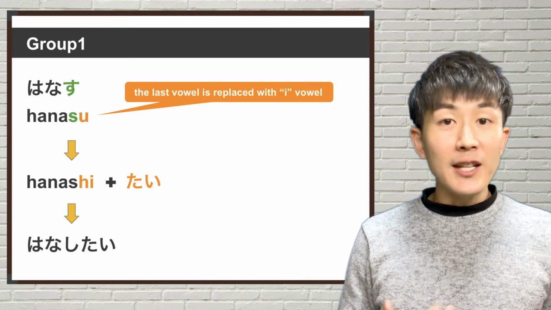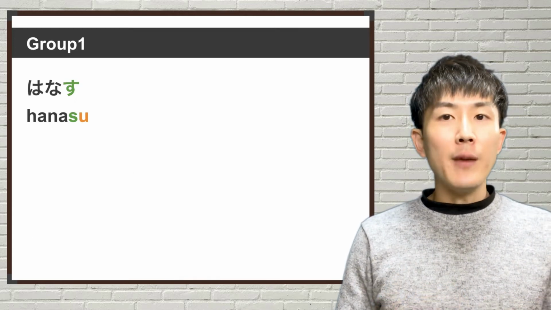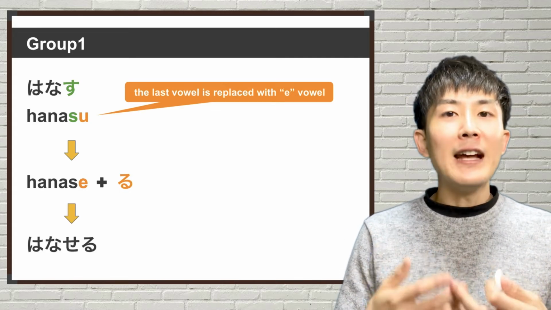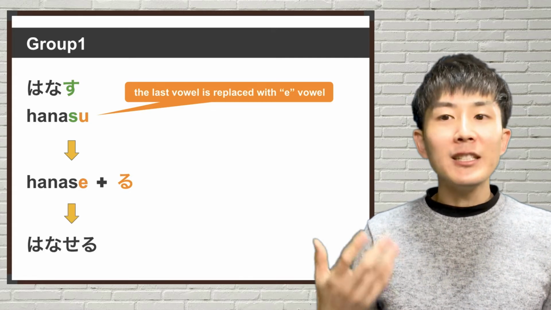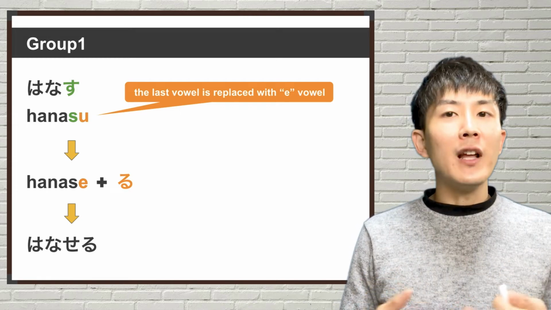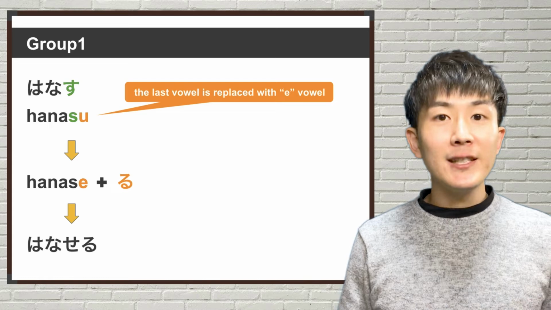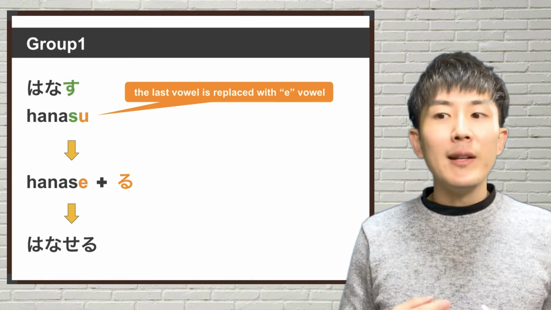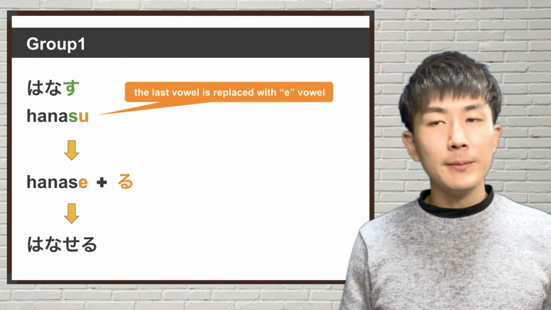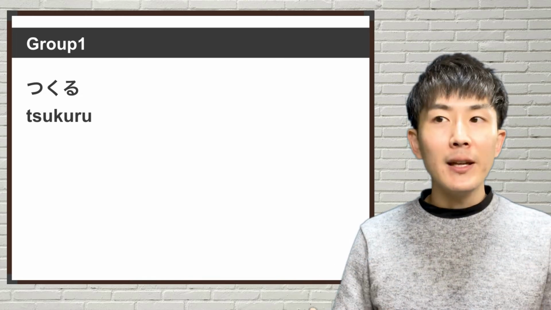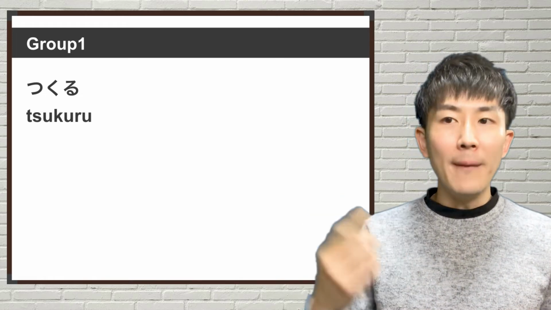The other conjugations do the same. When it becomes the e vowel and you attach ru, it will be hanaseru, which means I can speak. So by changing the last vowel and attaching some letters, you can express various things like this. Okay, let's take a look at another verb. Tsukuru, which means make, and it also belongs to Group 1.